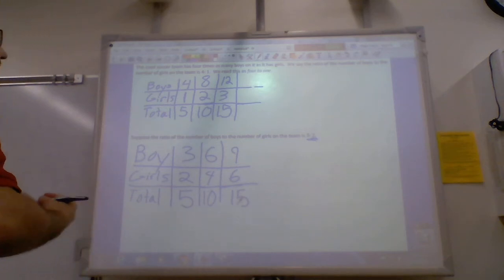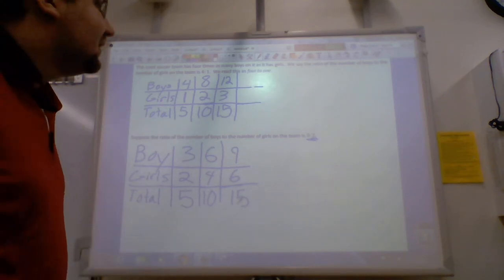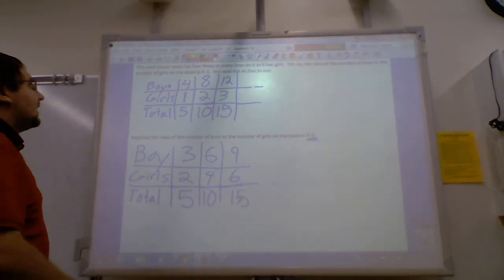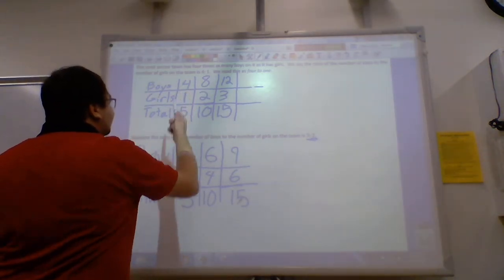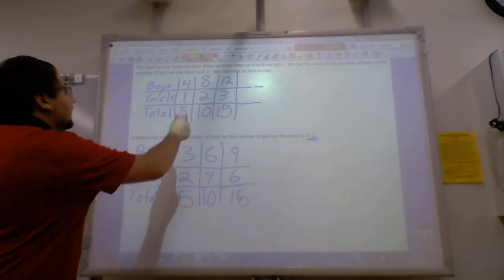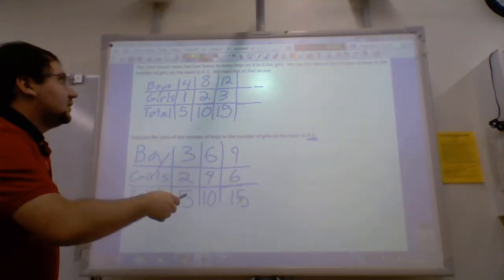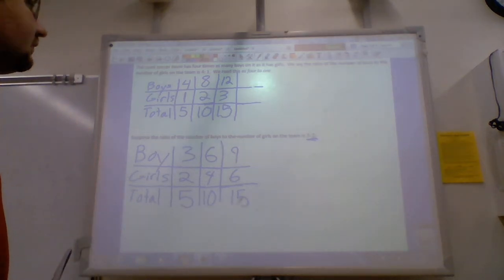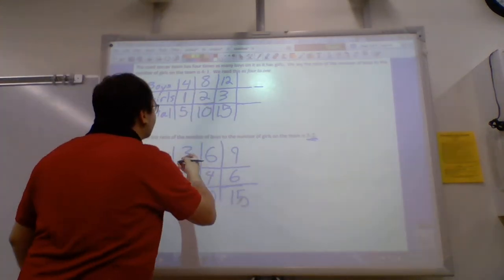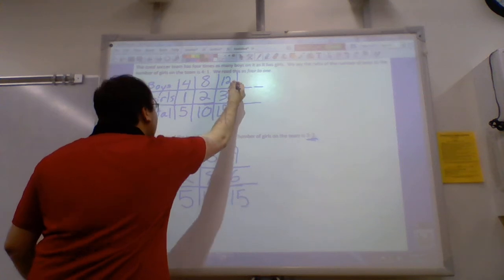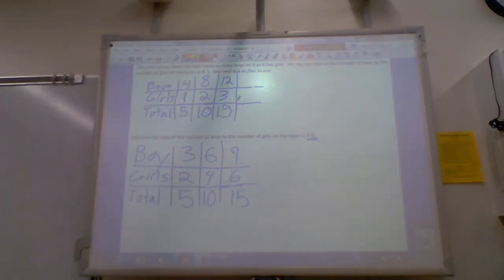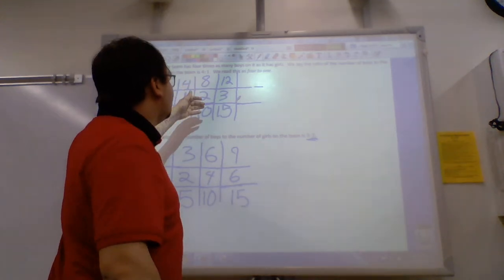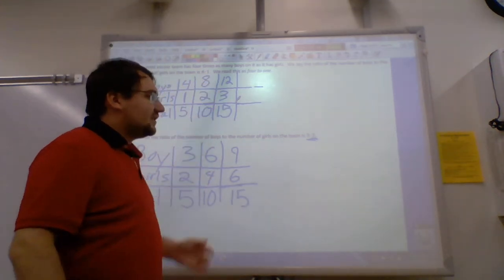Now, this one might be a little bit harder for us to see. Because when we look up here, we can see that 4 divided by 1 gives us 4. 8 divided by 2 gives us 4. 12 divided by 3 gives us 4. 1 times 4 gives us 4. 2 times 4 gives us 8. 3 times 4 gives us 12. 4 divided by 4 gives us 1. 8 divided by 4 gives us 2. 12 divided by 4 gives us 3.